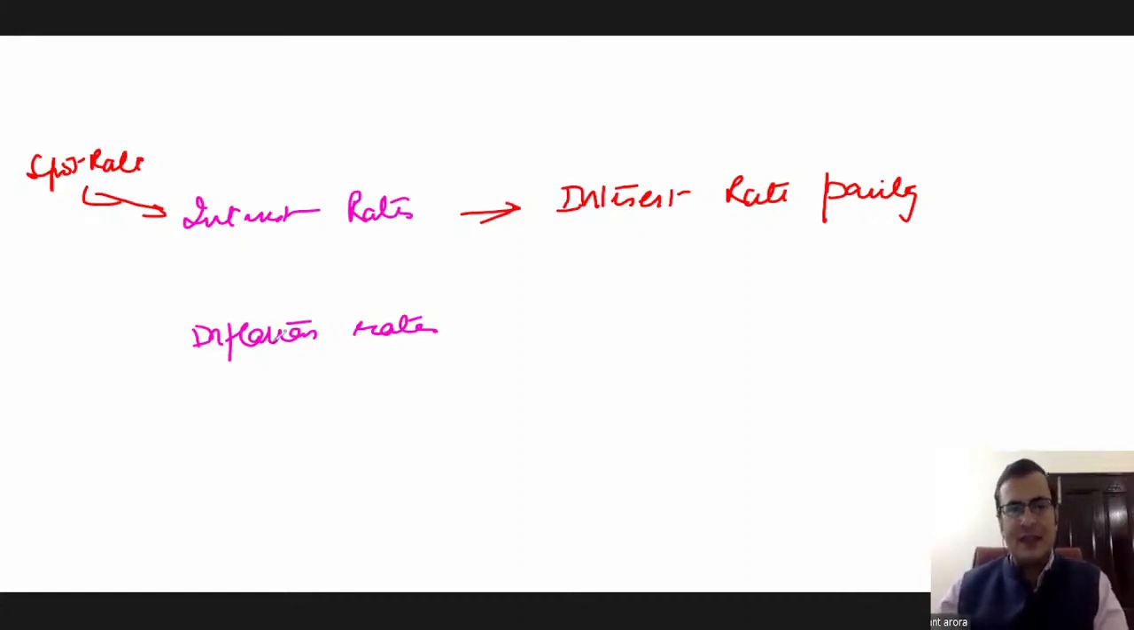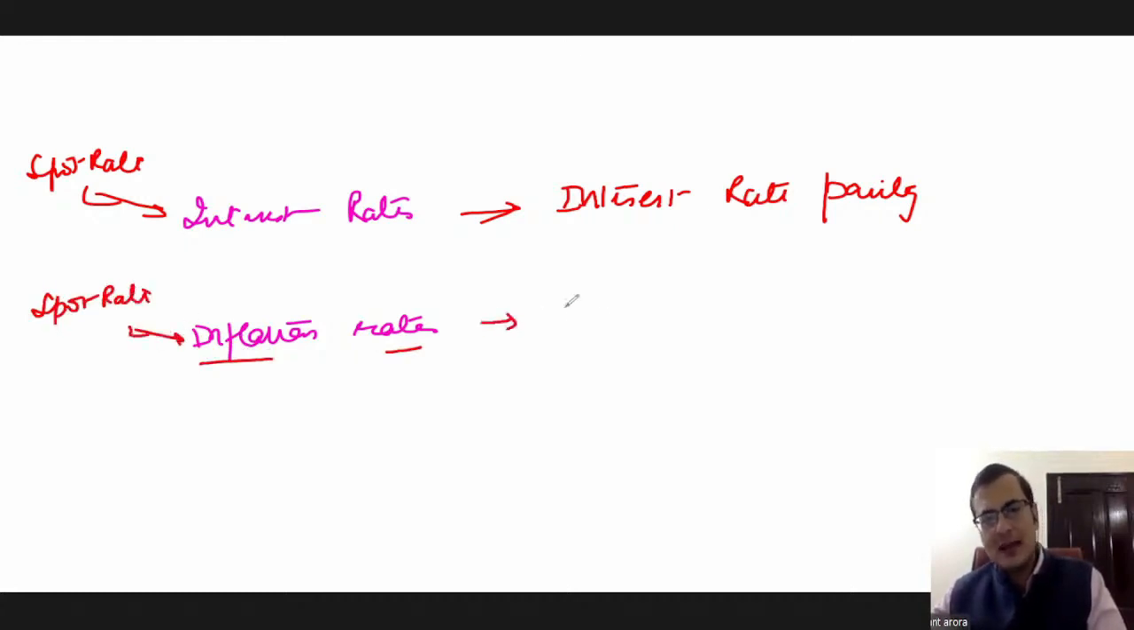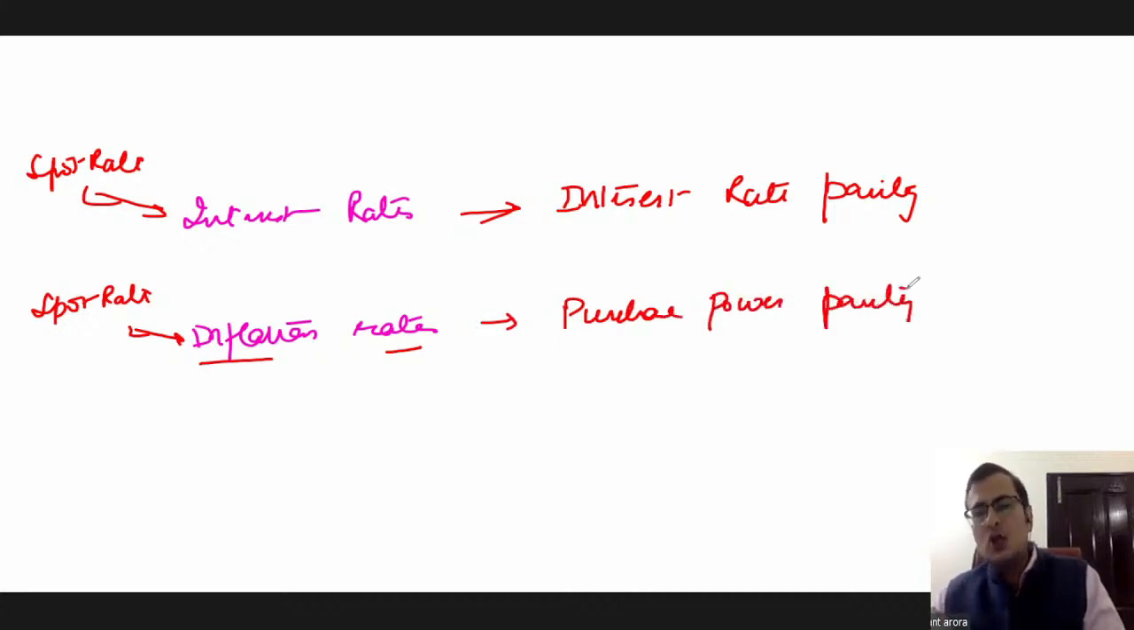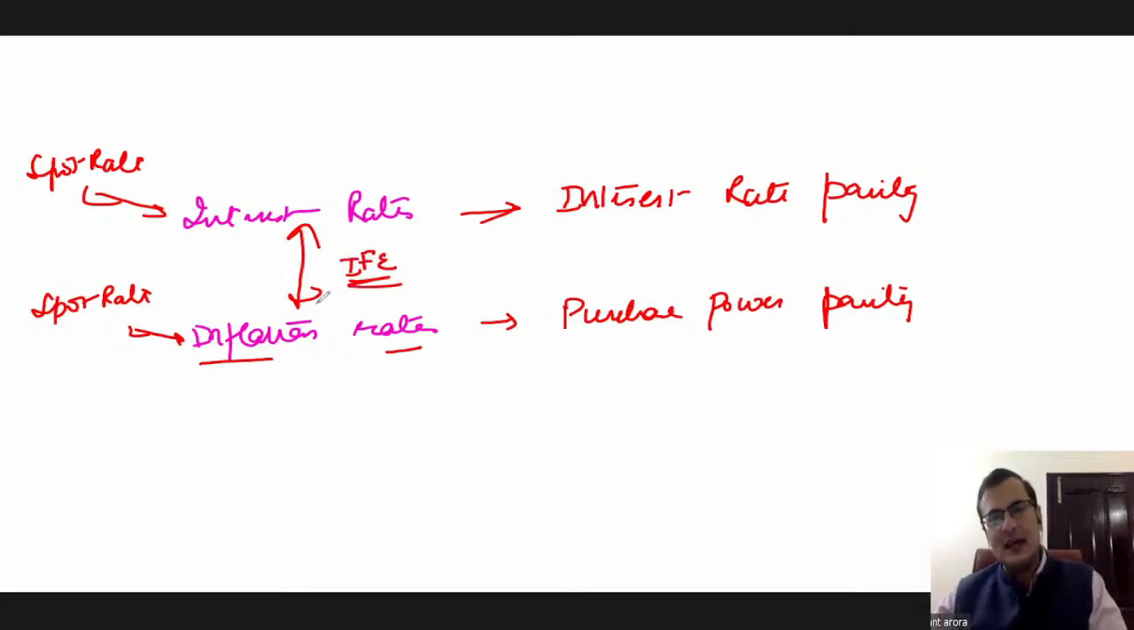And when there is a relationship between inflation rate and the spot rate, that concept is called purchasing power parity. As I told you in the Forex chapter also, international Fisher effect doesn't have much practical application in our course, luckily. So it talks about both the things. This I've already taught you, I think maybe in the second or third Forex class.